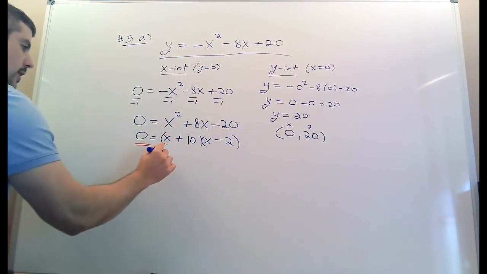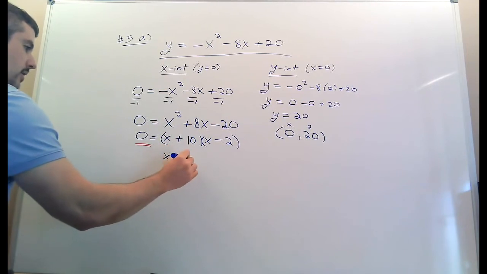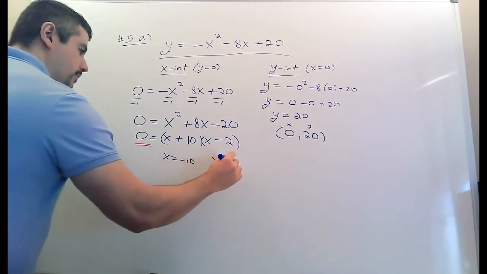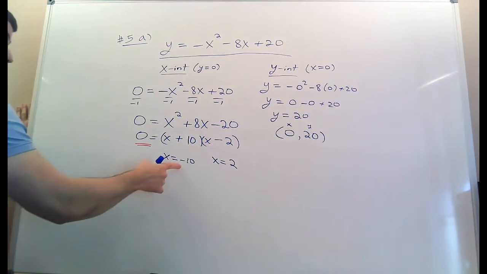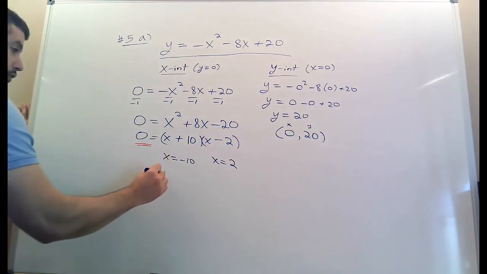So then you set each one equal to 0. Now here's where I'll let you cheat a little. If you want to just jump to here, that's cool. But I'm not done, right? I got to write my answer as points.